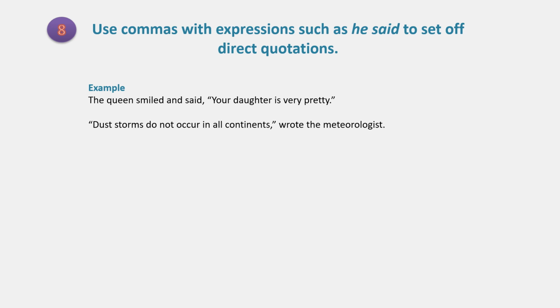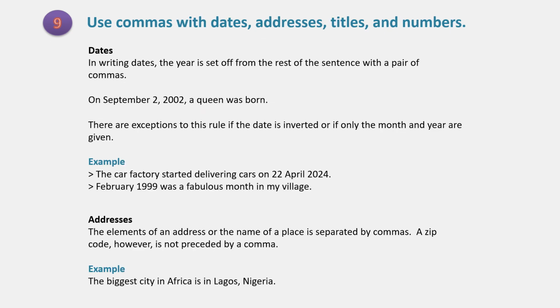Rule number 8. Use commas with expressions such as "he said" to set off direct quotations. So always include a comma before a quotation, like this example: the queen smiled and said, "Your daughter is very pretty." In the second example, "Dust storms do not occur in all continents," wrote the meteorologists. So on to the next rule.